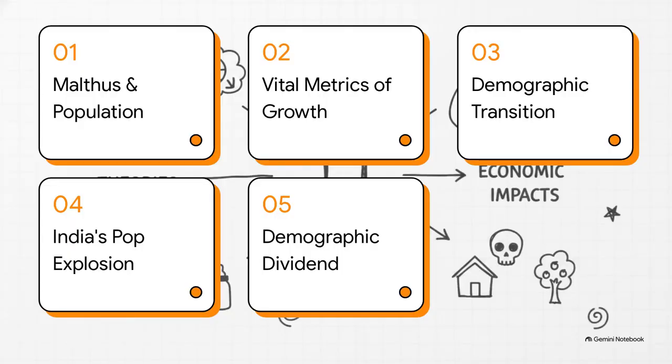Here is our roadmap for today. We're going to kick things off with Malthus and the population race. Then we'll break down the vital metrics of growth. From there, we'll explore the demographic transition theory, apply it directly to India's population explosion, and finally, look at the incredible potential of the demographic dividend.